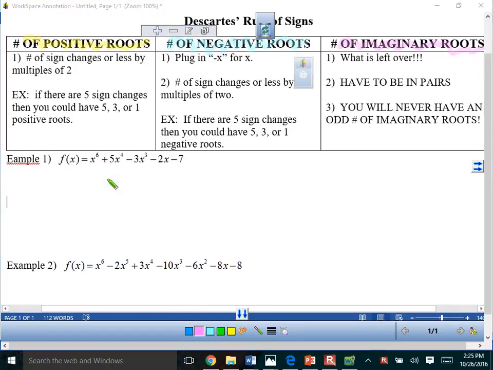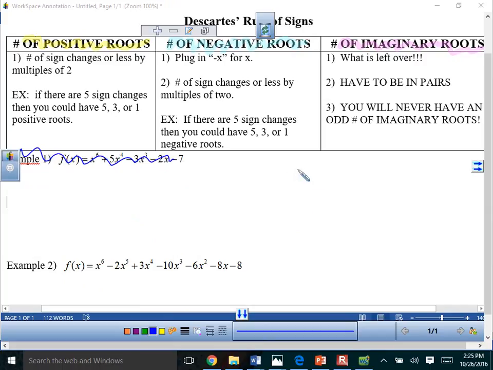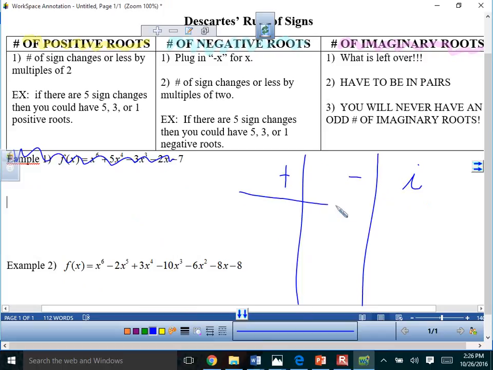I think that for the interest of time, we are going to skip this first problem and go straight to example 2. Okay? So in example 2, positive, negative, imaginary. In order for us to determine the number of positive sign changes, we have to count the number of times the signs change. So the first sign of this x to the 6th power is positive.